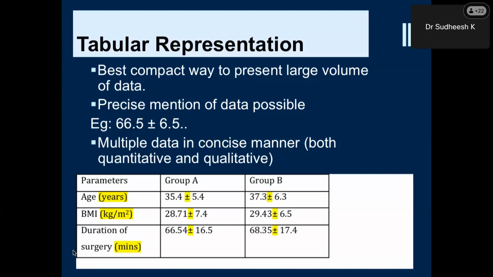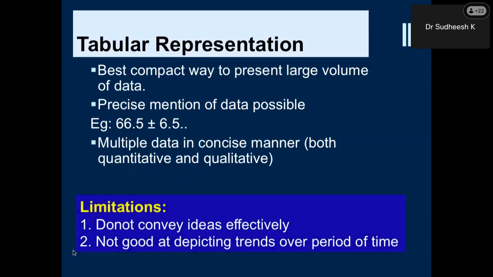The entire demographic parameters, instead of writing one full big paragraph, if you represent in the form of one table, it is self-explanatory. What are the limitations? They do not convey ideas effectively. Sometimes if you have to convey an idea, it's always better to go for text. And it's not good at depicting trends over a period of time. As I was telling, suppose you want to show the data of BP over a period of 60 minutes, at 5, 10, 15, 20, 25, 30, if you just put it in the form of a table, it will be just numbers.